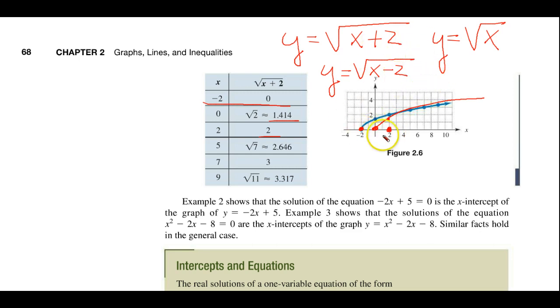Just some interesting things that we'll be looking at, but the shape of the graph for the square root of x generally is this shape. Depending on what you find under the radical sign, we'll shift it one way or another. If it's positive, it shifts it to the left. If it's negative, it shifts it to the right.